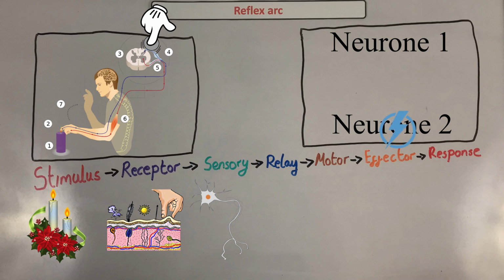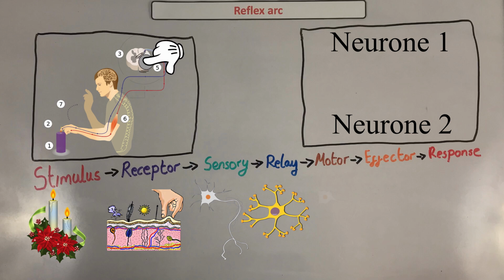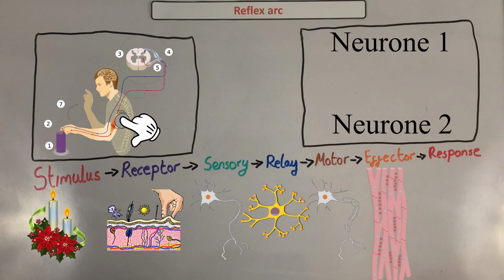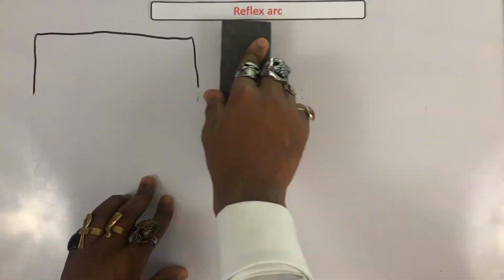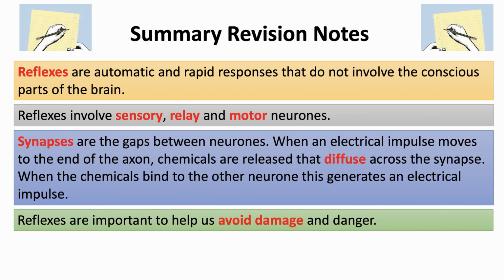Your neurons in your spinal cord are called your relay neurons. The relay neurons then pass the chemical signals across another synapse to your motor neuron. Again, notice that the signal does not initially go to your brain. The motor neuron then stimulates the muscle cells, causing them to contract, and then your response is that your hand moves away from your stimuli. Here are some summary notes on the reflex arc.